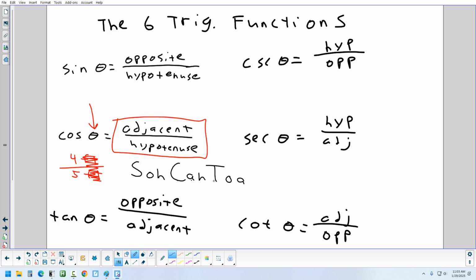And then if you remember the first 3, you flip them and you get the next 3. Okay. There's your 6 trig functions. Any questions on those definitions? All right, so now I'm going to explain what is opposite and adjacent.